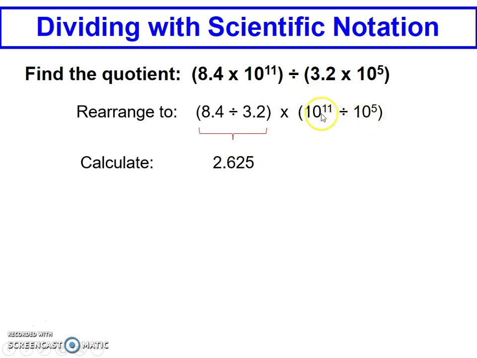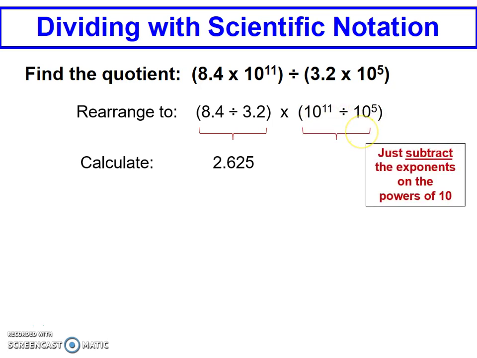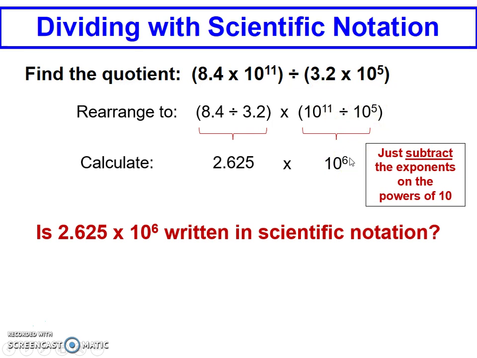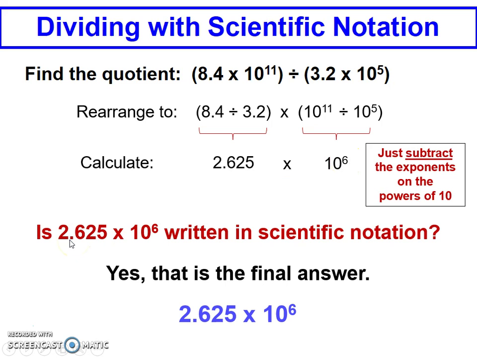And then with our powers of 10, rather than adding like we did for multiplying in scientific notation, since we're now dividing, we're going to do subtraction. So subtract the powers of 10, and that's going to give you 10 to the 6th power, because 11 minus 5 equals 6. Okay, so once you have that, then we can check to see, is our answer actually in scientific notation? In this case, I believe it is, and so that would be our final answer.